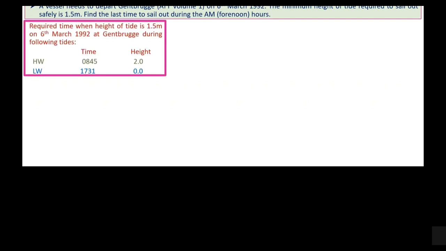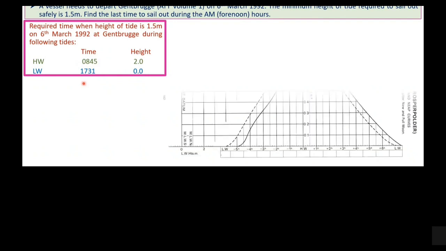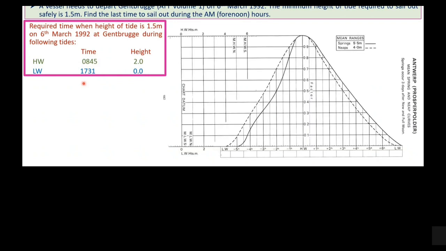Required time of height now is when tide is 1.5 meters on 6th March at Jenbrug during the following tides. Why? Because it's the last time. Last time of sailing has to be on the ebb tide. And we know it's ebb tide in the forenoon session. Why? Because high water was at 8:45, low water is at 17:31. So we use the Antwerp curve. Why? Because that's a standard port.